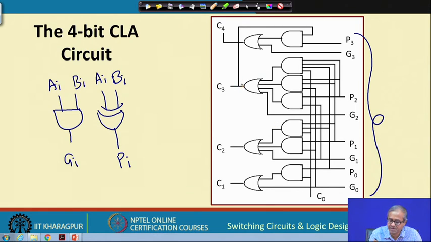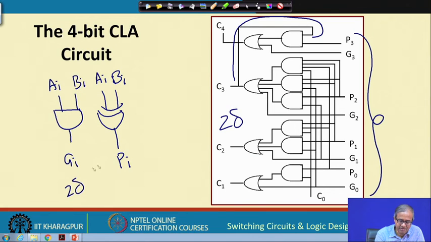This is after minimization, C3 is being fed here. But if you do not do minimization, it will be 2 levels only. With minimization the delay will be a little more. Without minimization, this circuit requires a delay of twice delta, an AND followed by an OR. For Gi it is twice delta, for Pi XOR it is thrice delta. So this is more. The total delay will be 5 delta: 3 delta to generate these and 2 delta for this circuit.